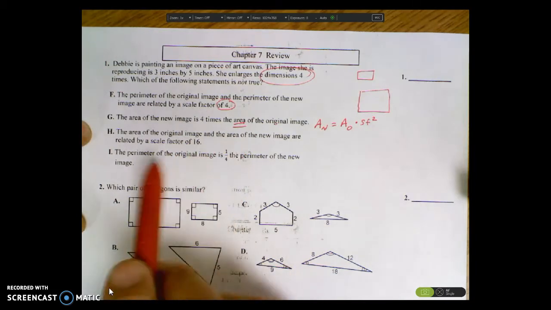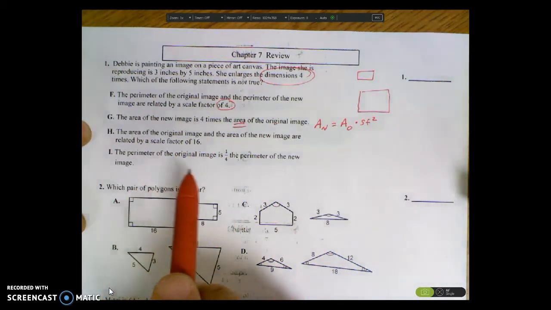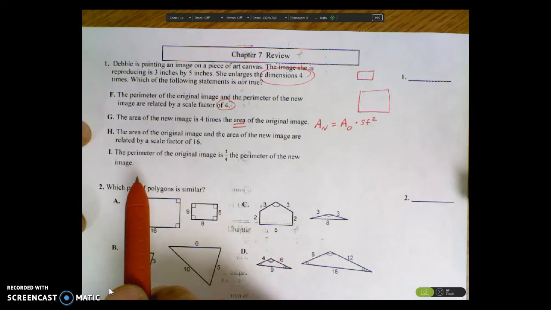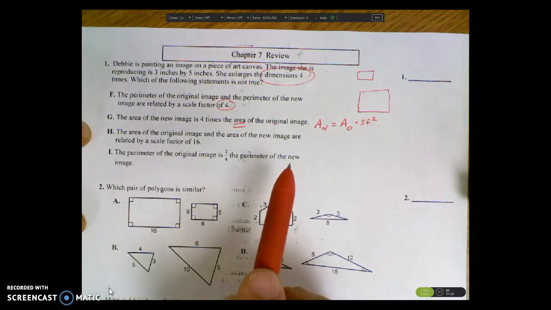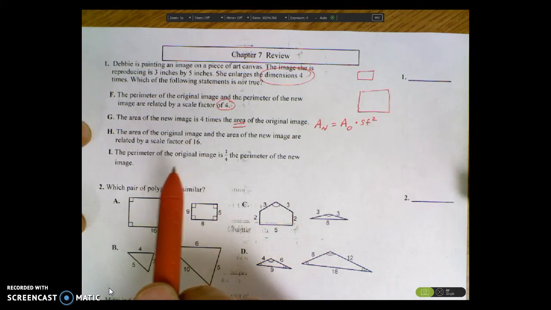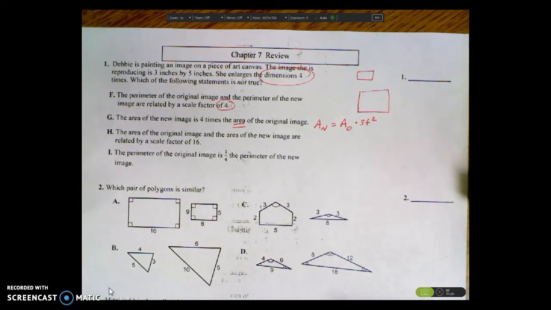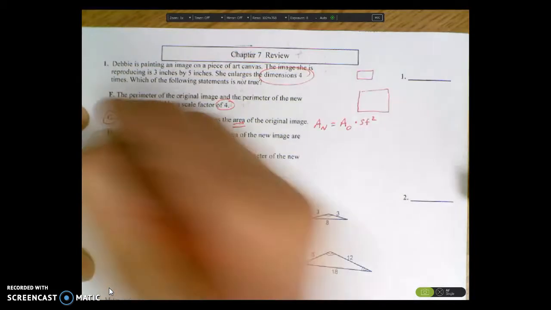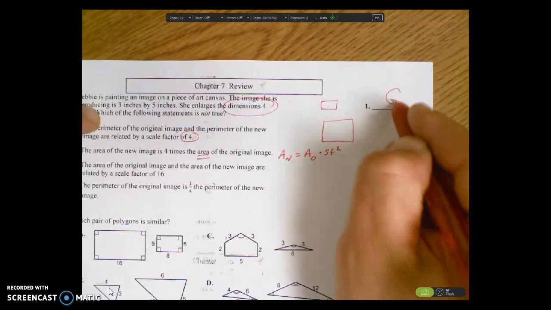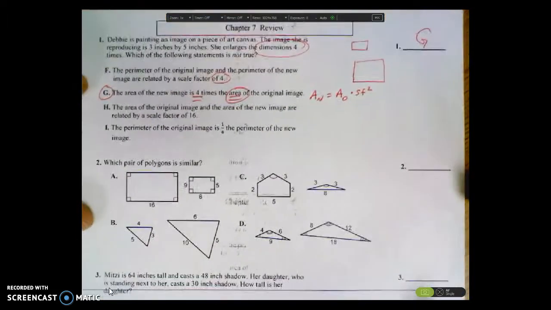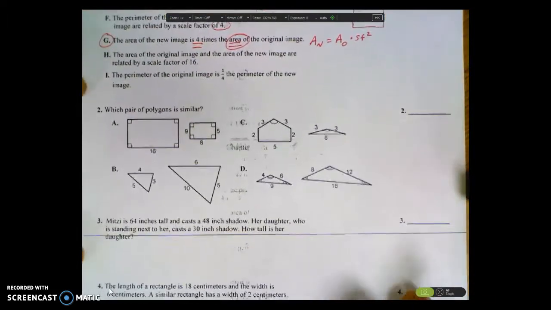All right, so new scale factor, yep. And then the perimeter of the original image is 1/4 the perimeter of the new image. And that is true. The new image is larger than the original, so its perimeter would be 1/4 of the original. Yeah, that's correct. So I believe G is the right answer, because again we'd have to fix it, and I see the word area here. All right, so number two, another multiple choice.